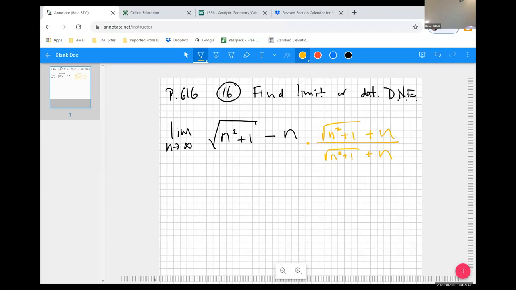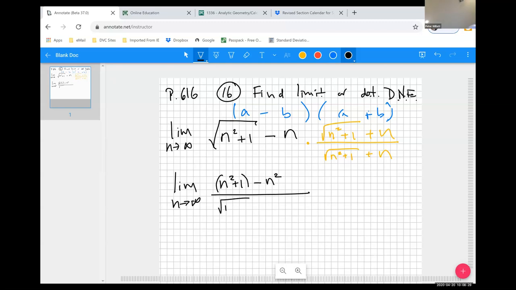And I get to accomplish, at least in the numerator, what I want. So if I multiply this, I get the limit as n tends to infinity, and in the top I have something of the form a minus b times a plus b. That's why we use the conjugate, to set up this difference of squares pattern. When you multiply a minus b times a plus b, you get a squared minus b squared. So a is this root; if I square that, the root goes away. So I'll get n squared plus 1 minus b squared. b is an n, which is n squared, over that stuff that was still in the bottom, the square root of n squared plus 1 plus n.